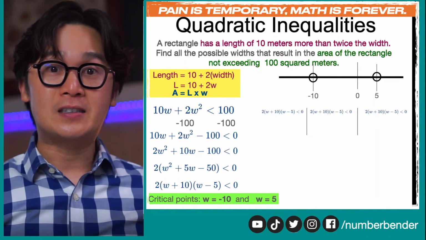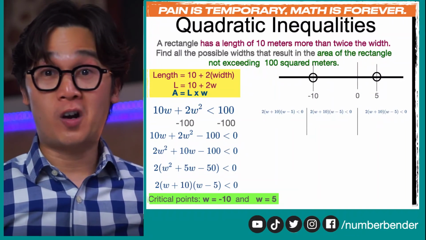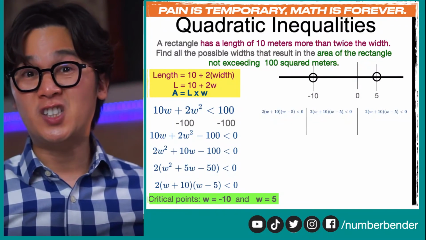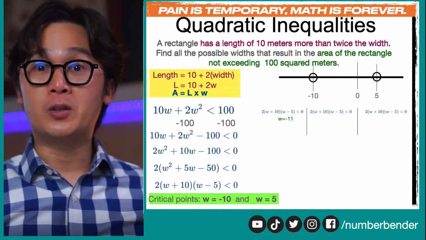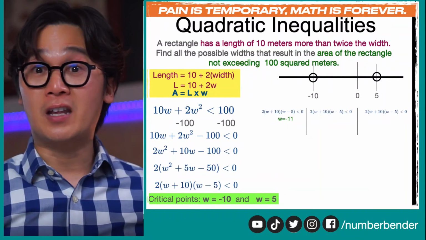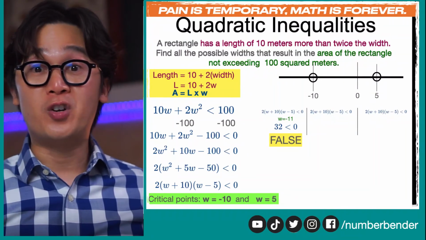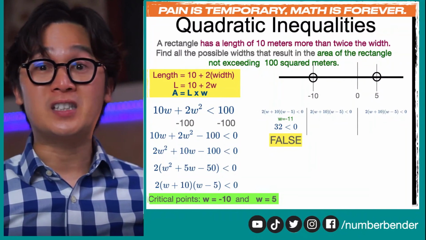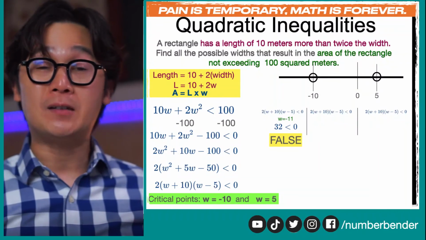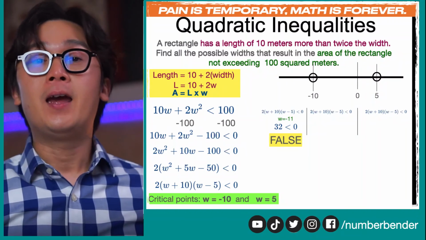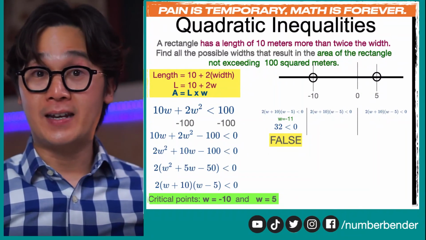We're going to test whether our statement is going to be true for all three partitions or just for some of them. So to be able to do that, we'll start with w equals negative 11, so anything to the left of negative 10. By doing so, we're able to produce 32, and we know that 32 is not less than 0 because it's a positive number, so this statement is false, which means no solutions will be included anything that is less than negative 10.